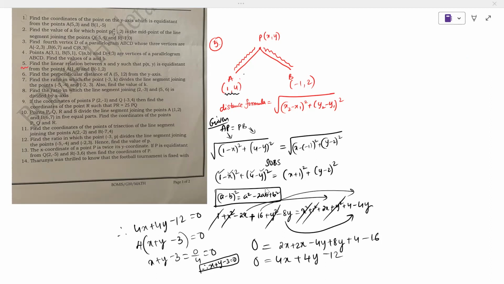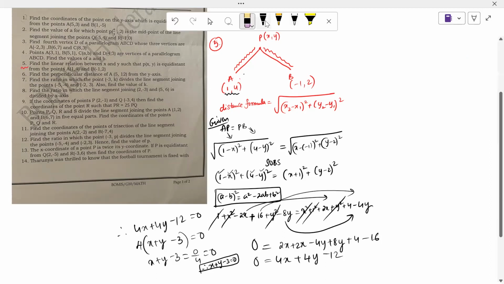a square minus 2ab plus b square, or you can write it as a square plus b square minus 2ab. Okay, this is also correct. So I applied this one actually. See, (1 minus x) square is 1 square plus x square minus 2 into 1 into x. Minus 2 into 1 into x is 2x. Next here, 4 square is 16, y square, minus 2 into 4 into y, that is minus 8y.